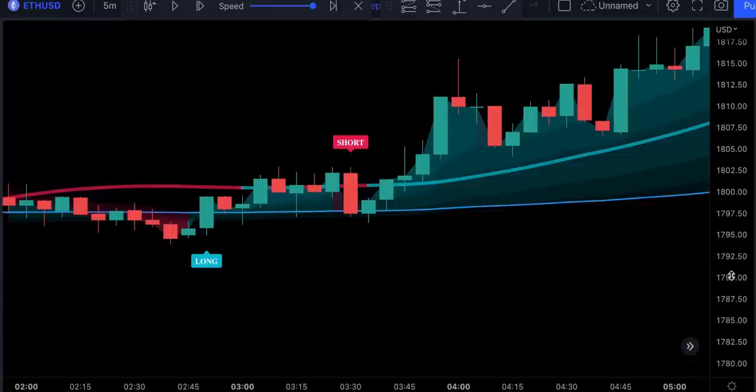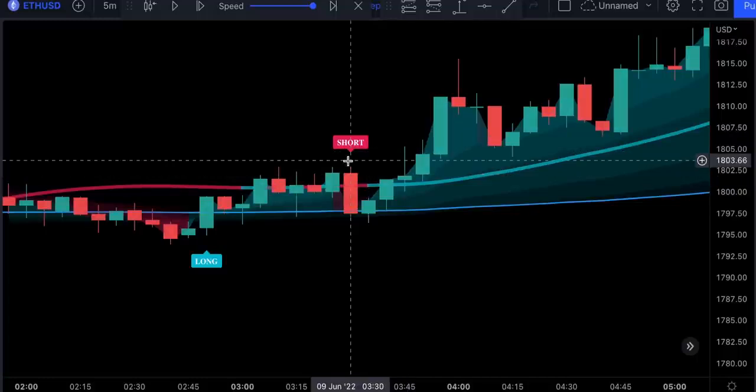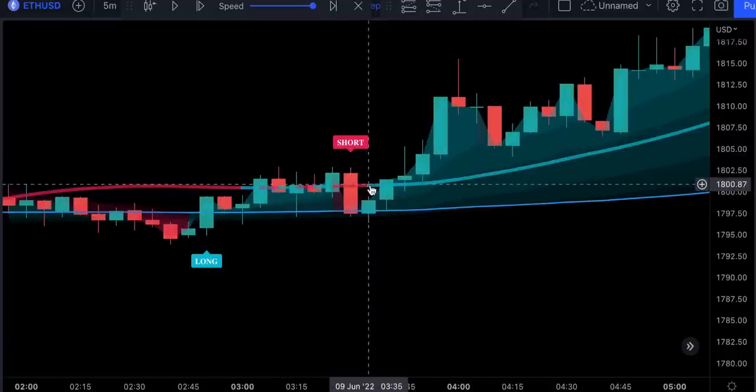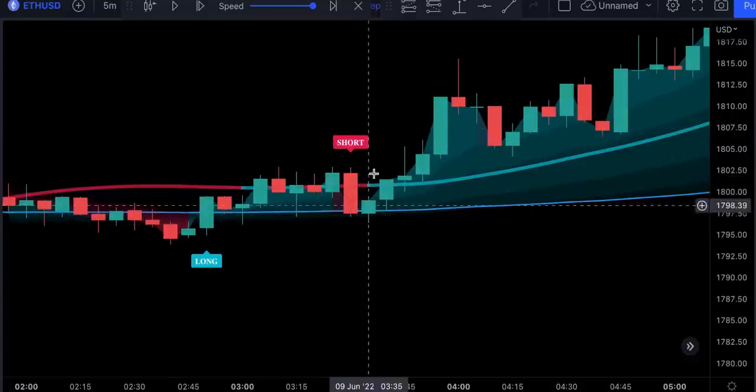Also, I want to give you a couple more important examples where you wouldn't have taken a trade. For example, this short signal right here was not valid, and the reason for that is that this faster length moving average wasn't below the slower length moving average. So if you haven't got your conditions met, you do not wait for another candlestick for the indicators to catch up.